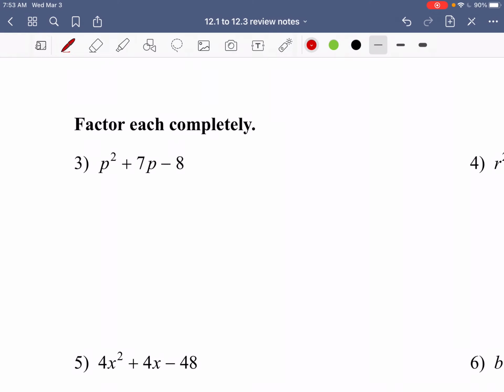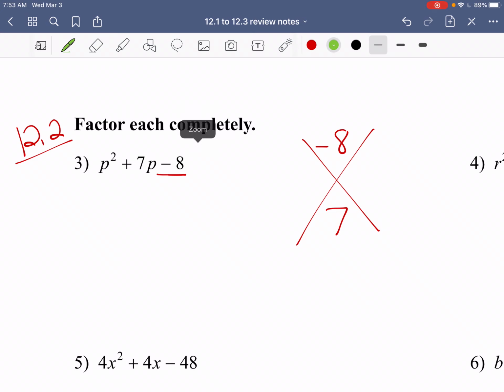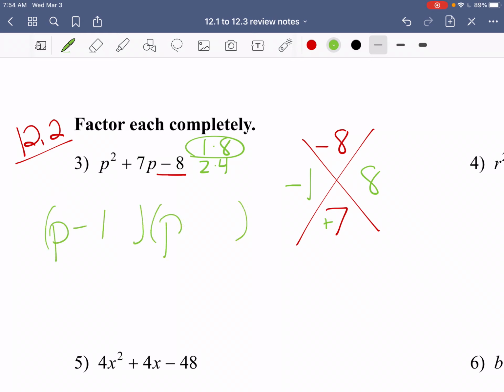Alright, 12.2 is when we actually started factoring. This is where we're trying to figure out our multiplication. So remember, the -8 is what goes on top, and the 7 goes in the bottom. So things that multiply to be 8 would be 1 times 8 and 2 times 4. The only combination that's going to give you 7 is 1 and 8. One of them needs to be negative when you multiply, but a positive when you add. So it's going to be a -1. So your two factors are p minus 1 and p plus 8.